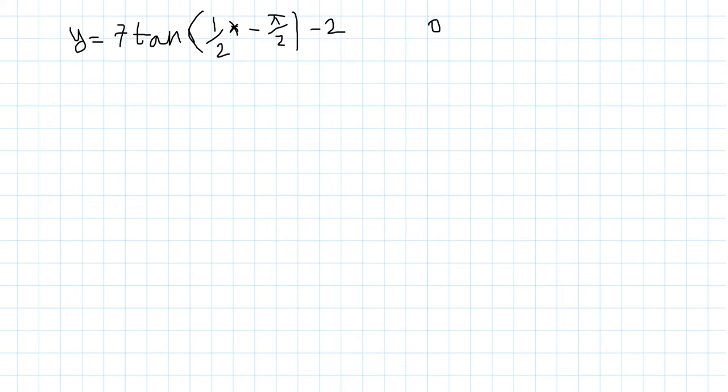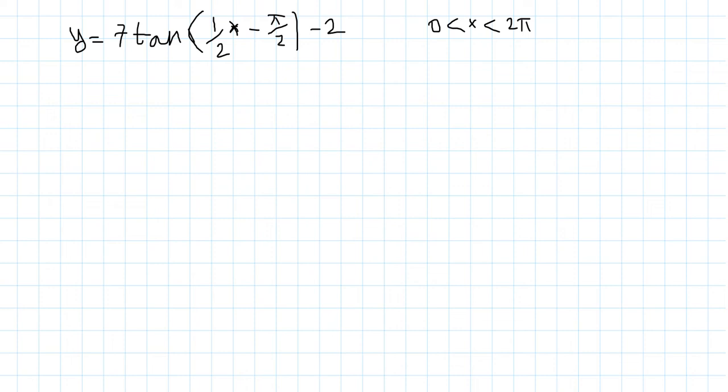y equal 7 tan bracket 1 over 2 x minus, let's say, x minus pi over 2 bracket, minus 2. Suppose that we draw the graph between 0 and 2 pi.